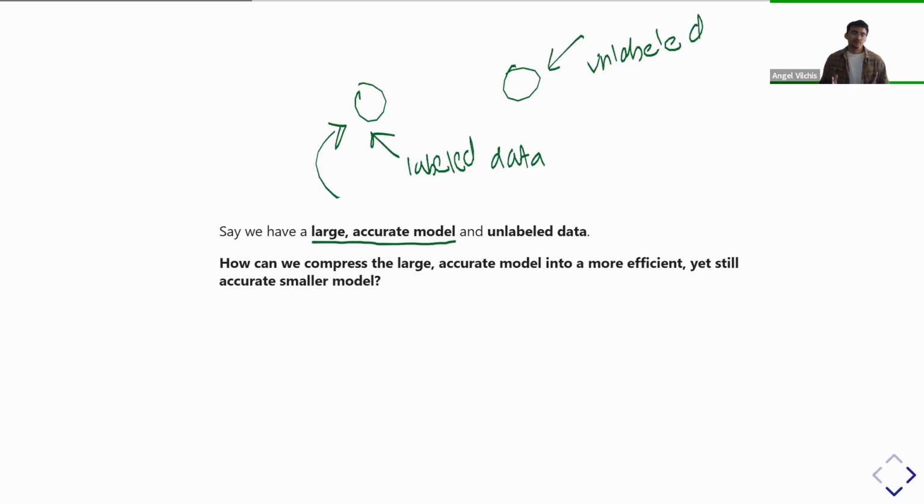So what can be done before this idea of model compression is just training the smaller model on the same labeled data. But this doesn't achieve the same accuracy as the large accurate model. So how can we do something better than that, right?